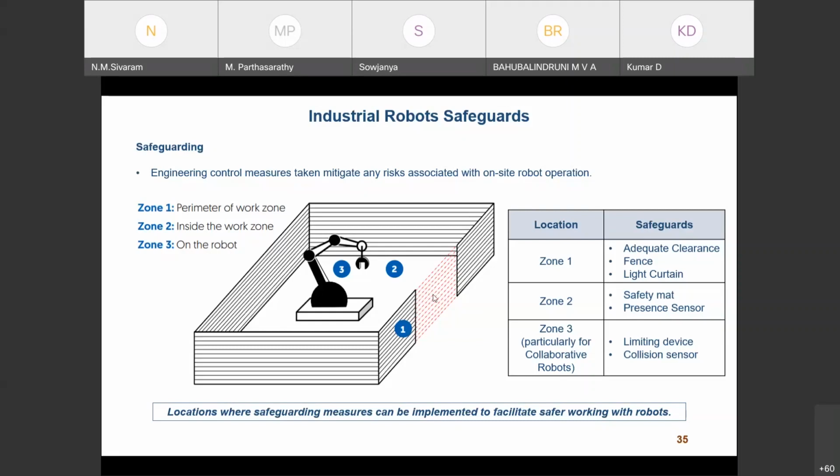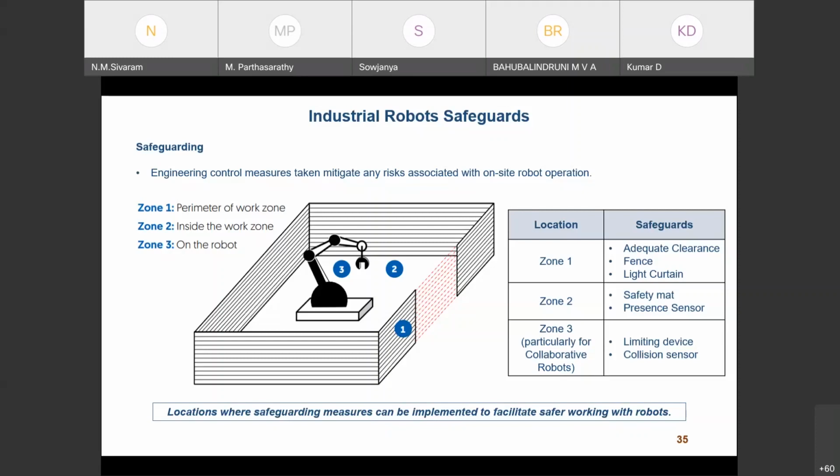So light curtains, it is nothing but a laser light source running from one end to the other end. There will be a laser light source, a light generator, and also a receiver. When a person accidentally walks inside, the light is disconnected. These rays of light get disturbed.